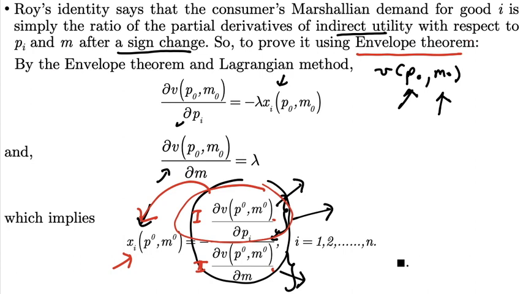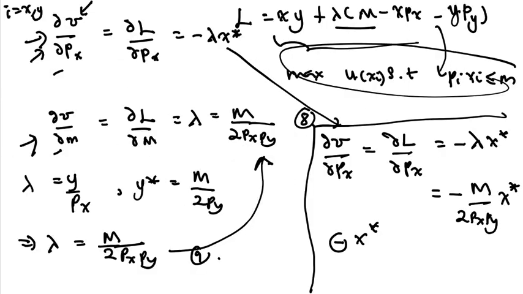Now, what does the envelope theorem say? If you go back, this is the first part of Roy's identity, the differentiation of the indirect utility function with respect to price. It's just the same as differentiating the Lagrangian function of the direct utility function with respect to the price of good x. That's what the envelope theorem says. And the answer is always this, always and always for good x. If it is y, then you put y here.